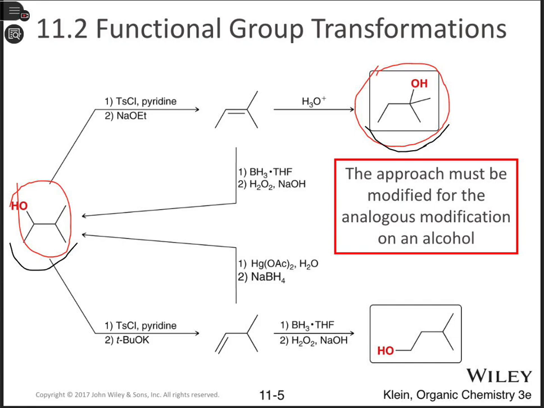So if you look at the product, that product has how many carbons? 5. And the starting material is also 5. And so from this alkene to this alcohol, is that reaction producing a Markovnikov or anti-Markovnikov?